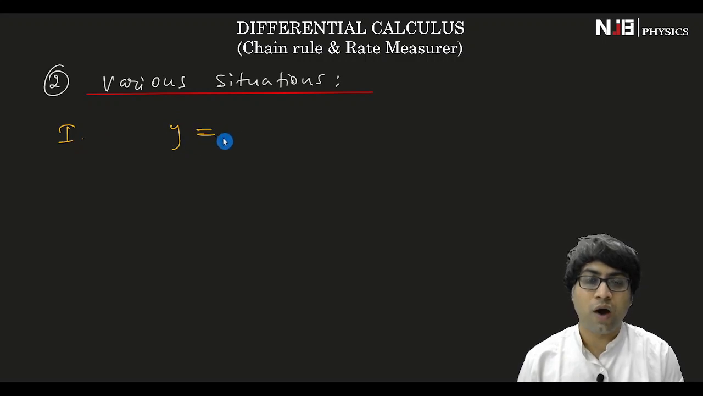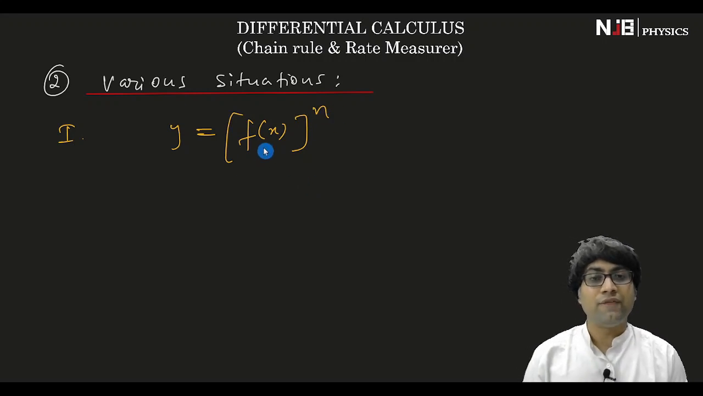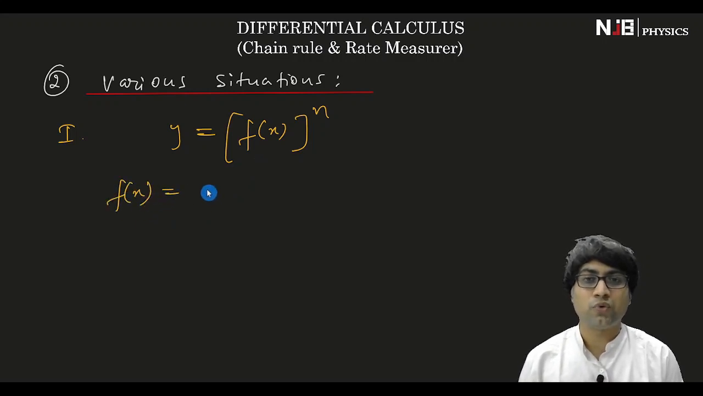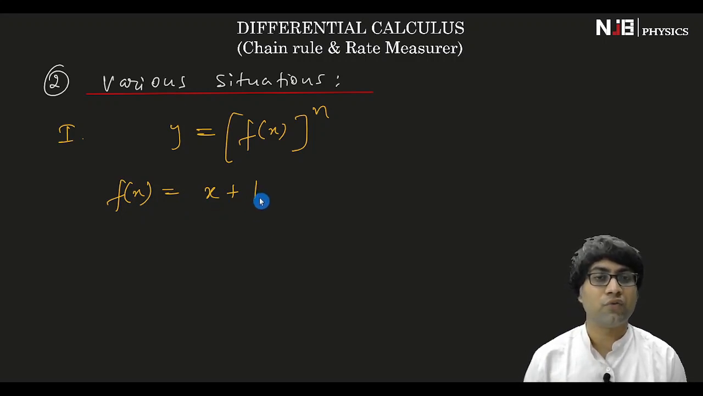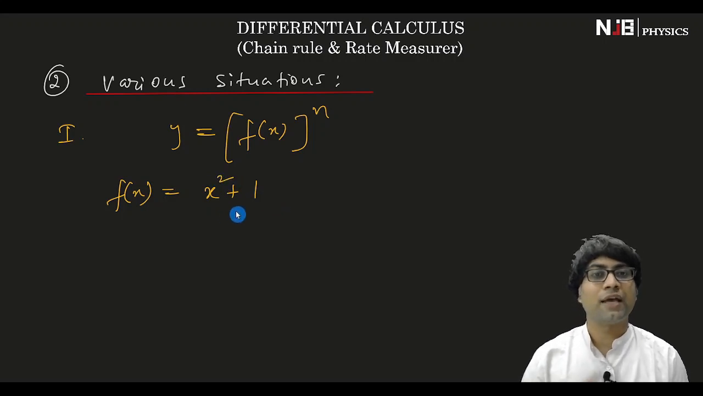Let's have a look at the first kind of situation that we might get into: we have a function y equal to f of x raised to the power n, and the derivative of this f of x is known to us. For example, f of x is equal to x plus 1. The derivative of x plus 1 is known to us: the derivative of x is 1 and the derivative of 1 is 0. Or let's say it is x square plus 1, or x square plus x plus 2, or root x. It can be anything over here.